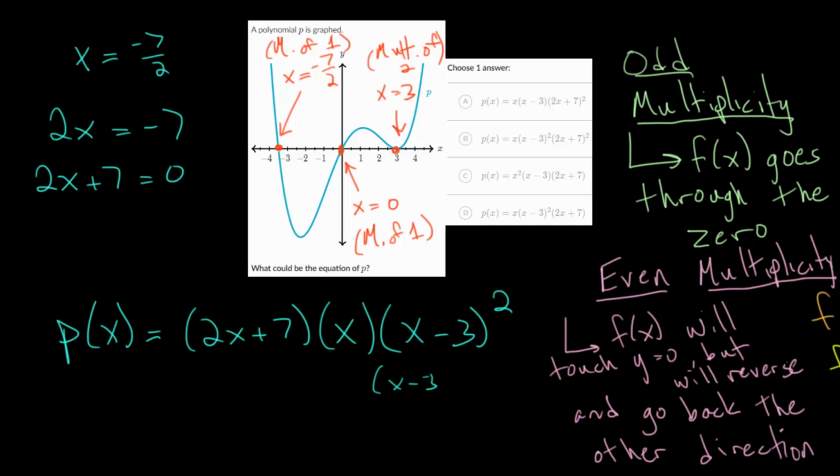So with that in mind, let's look at our answer choices and see which one makes the most sense. So we know we want x and 2x plus 7 to the first power, so that would be this one, and then our x minus 3 is squared, so it looks like D is the equation that makes the most sense.